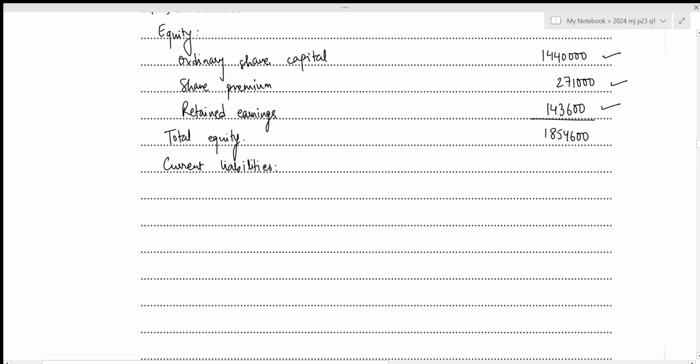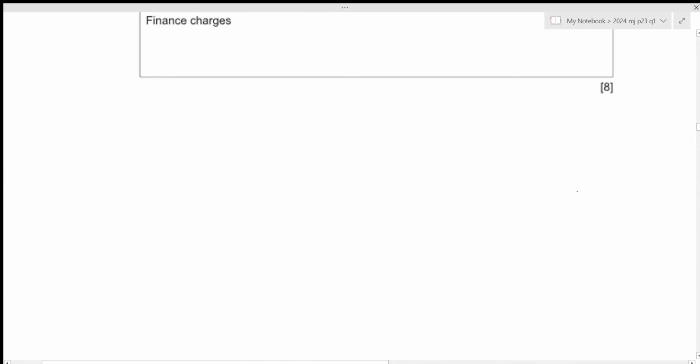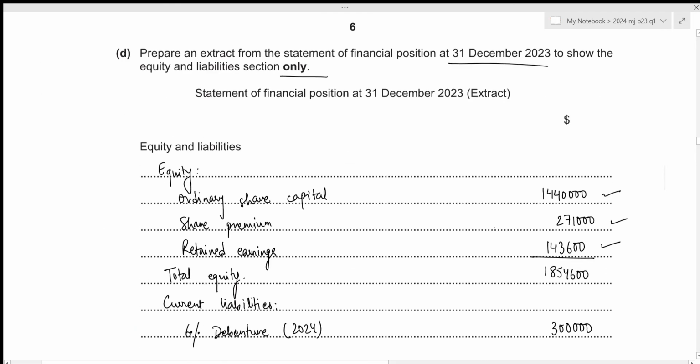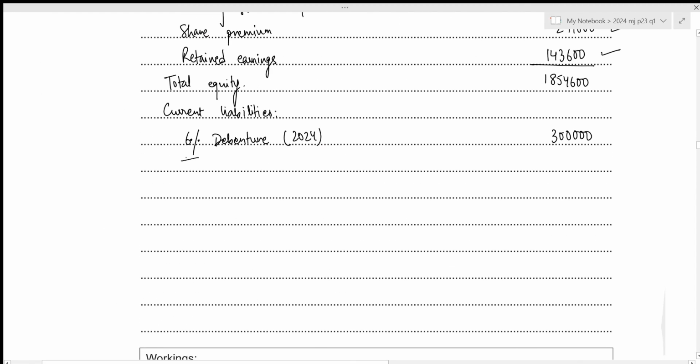We can start with the debenture amount. So 6% debenture, which is to be repaid in the year 2024, and the total amount for the debenture was 300,000. Nextly, we do not pay tax immediately, so we also need to create a provision for the tax payables with the amount of 11,300. Let's write it down. That will be our tax, or we can write down as tax payable with the amount of 11,300.